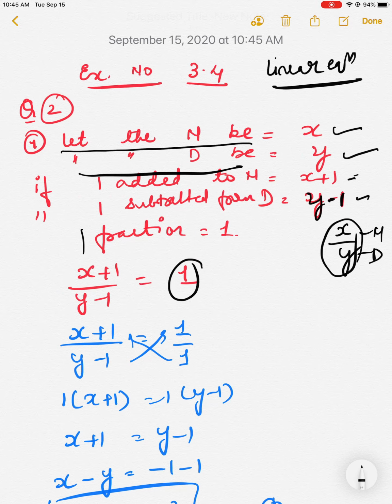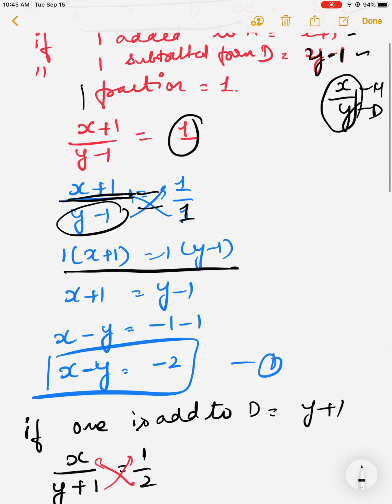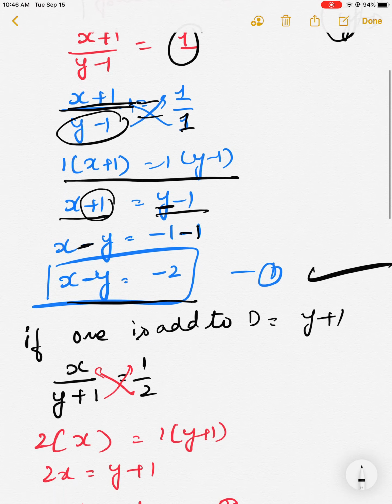The fraction becomes 1. Okay, 1 means we will be taking 1 upon 1. So this is the numerator and this is the denominator, equal to 1 upon 1. Cross multiplication: 1 into x plus 1 is equal to 1 into y minus 1. So 1 into any number will be that number. Now, bring variables to one side. If we take y here, it becomes minus y, and in the same way this minus 1 when we take to this side becomes minus 1. So x minus y is equal to minus 2. This is our first equation.